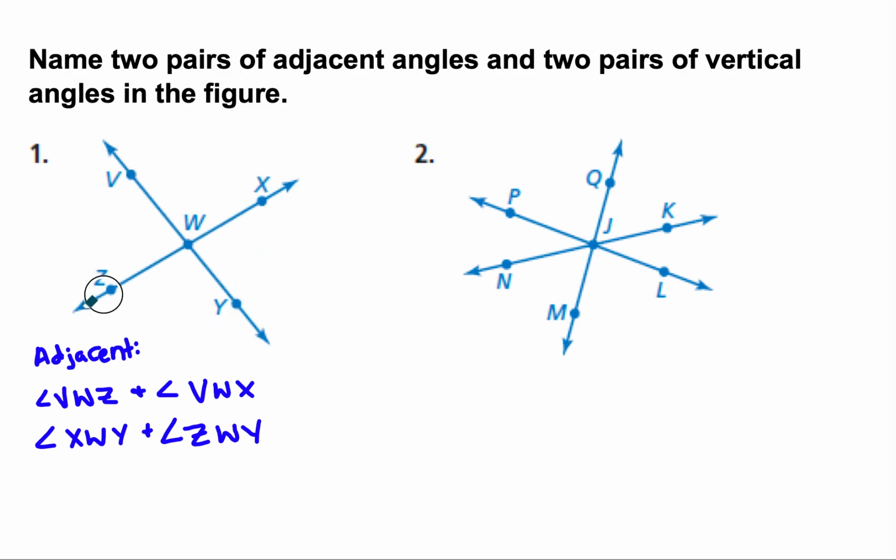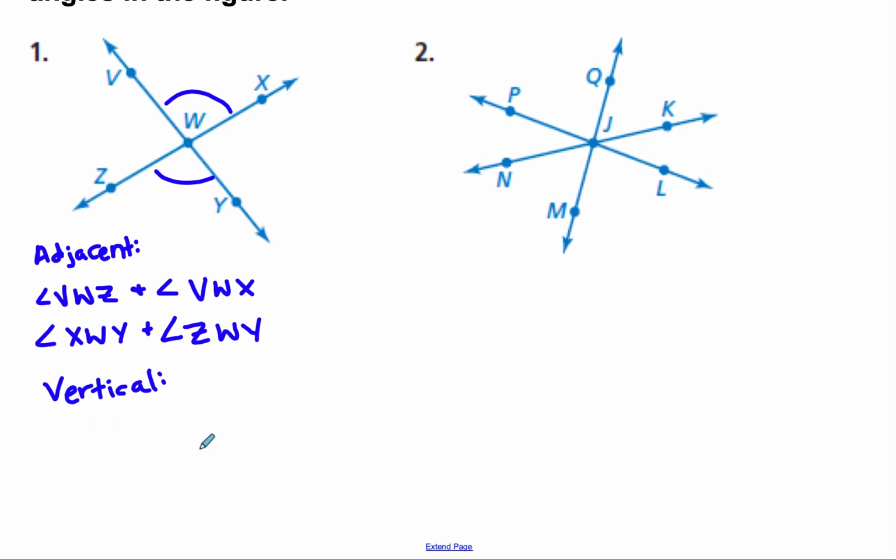Now I need some verticals. There are only two lines here that are crisscrossing. The verticals are going to be across from each other, like here and here. So for vertical, and again, you could have your letters in a different order. So your letters don't have to match the same order as mine. Angle BWX, that's the one on the top, and angle ZWY. The only common letter they have is W, which is that vertex.